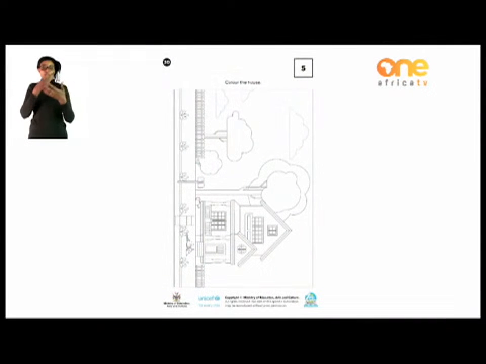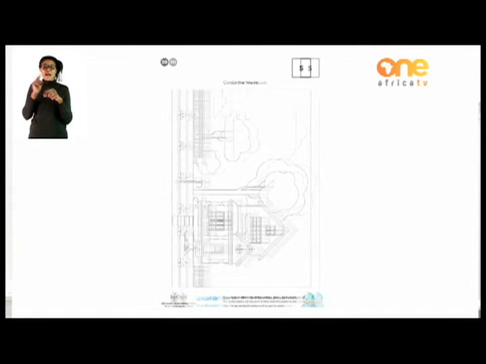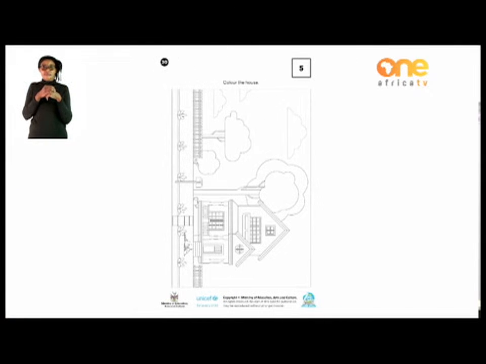Page 30. Color the house. Remember, we are busy with the theme house or houses. So what must you do on this page 30? You have to color the whole picture. Very good. And you must color it colorfully, in one direction, and neatly. That is what you have to do on page 30.